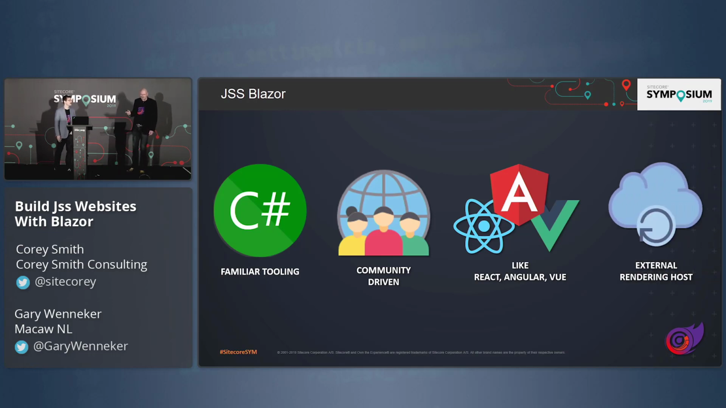Lastly, JSS Blazor is made possible because of a new feature called the rendering host. This was announced at SitecoreSYM EU in London last April, and shipped quietly with Sitecore 9.2. The rendering host allows you to offload your Sitecore server-side rendering to another server through REST calls.